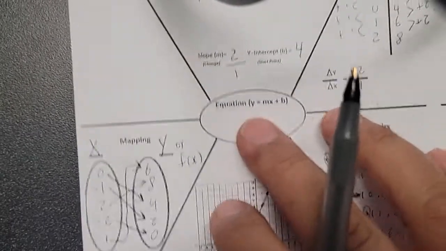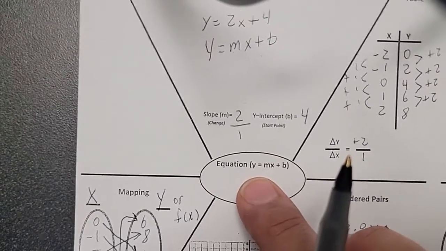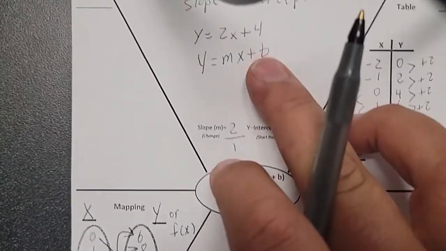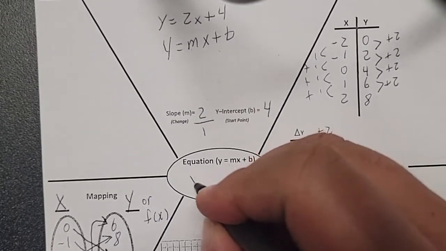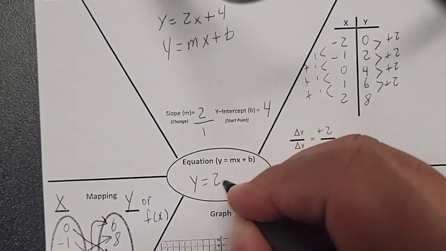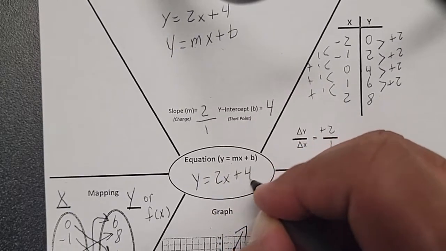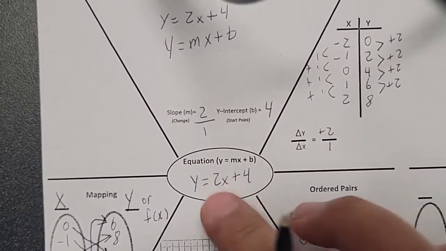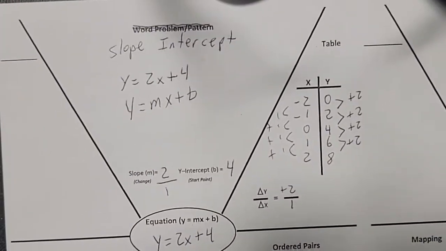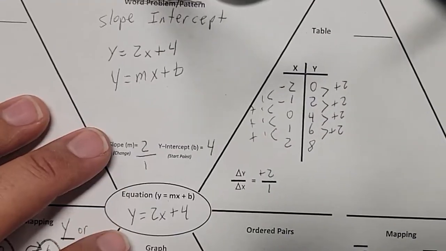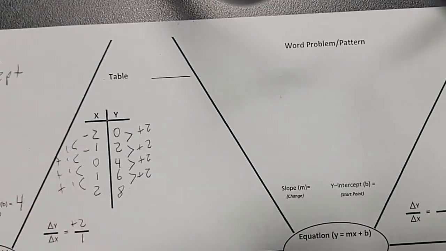Now, in the middle right here where it says equation, we don't really have to worry about this because they gave us the equation. This is already in slope-intercept form. So y equals 2x plus 4. All right, so that makes it easy because we're already in that form. So, all right, I want you to go ahead and try this.